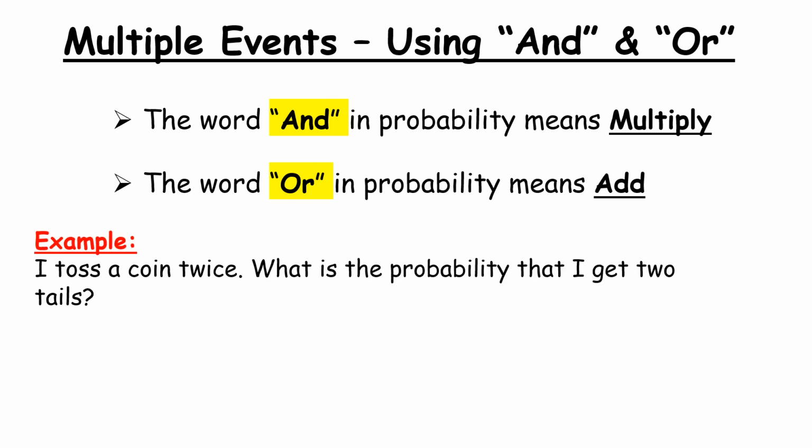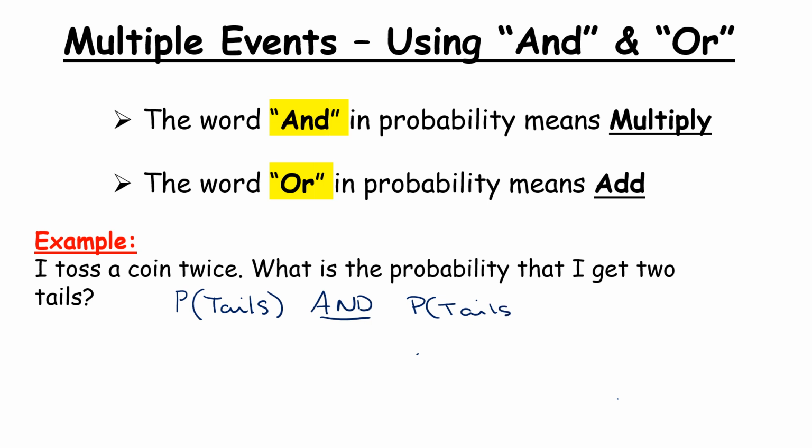So I toss a coin twice. So there's our multiple event. So we're tossing a coin twice. What's the probability I get 2 tails? So what's the probability that I get tails and the probability that I get tails? So we can break this down into an and statement. So this is going to be the probability, so P, that I get tails and the probability that I get tails.